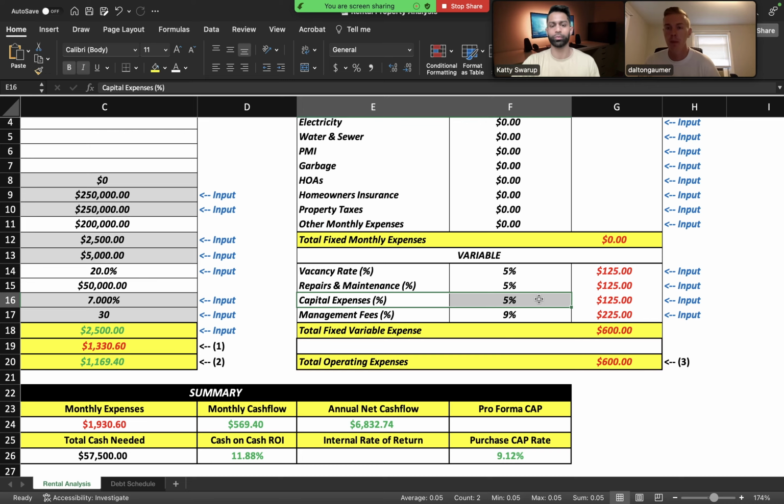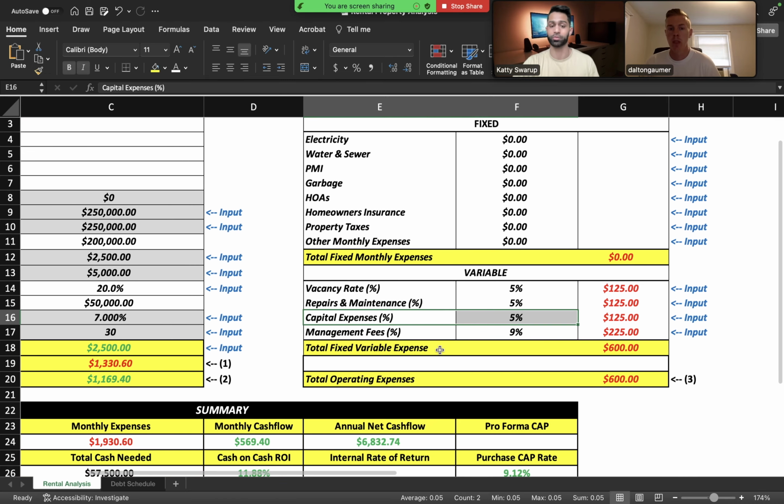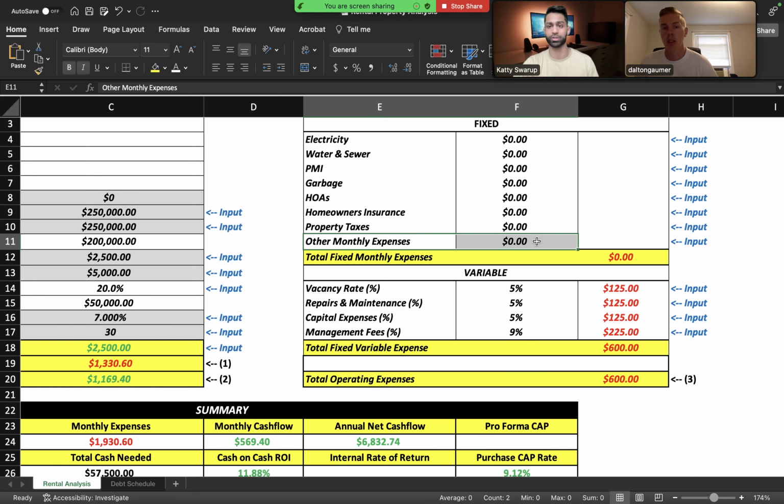And then where would you put lawn care, fencing? Is that going to be under property management or other monthly expenses? Where would you put that? I would put that under other monthly expenses. Other monthly expenses. So if there's a lawn, there's a big backyard.